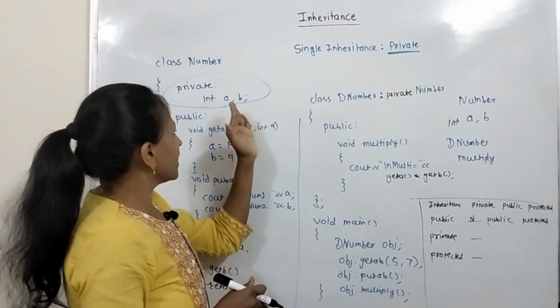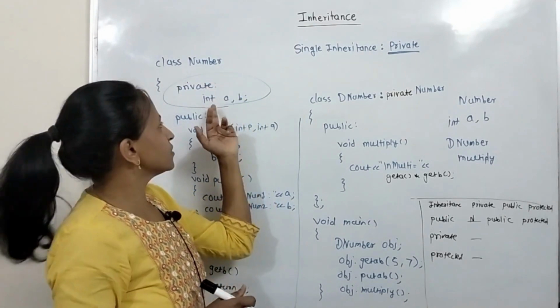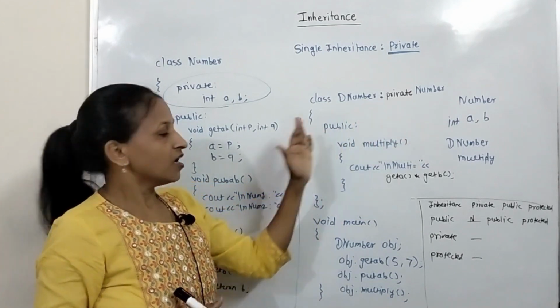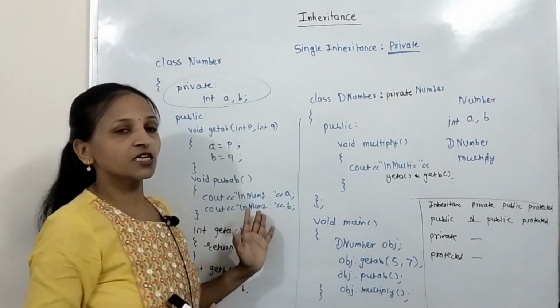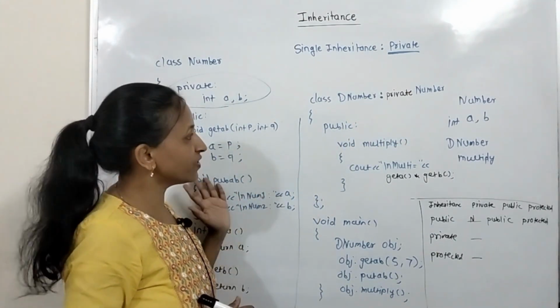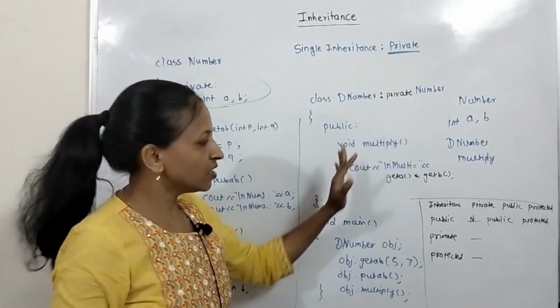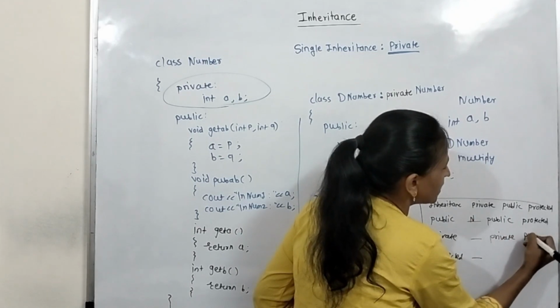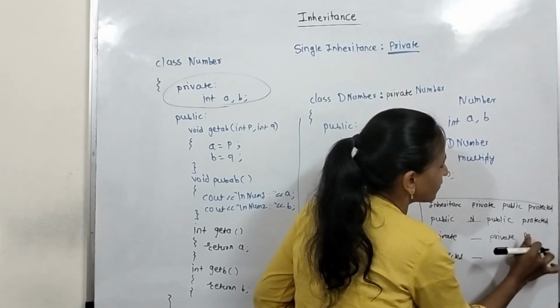Okay, if anything is protected, suppose these A and B are protected, then those become private here. Again these member functions also, whatever is in the public section, will again go inside the private section, means everything will become private, means public as well as protected become private.